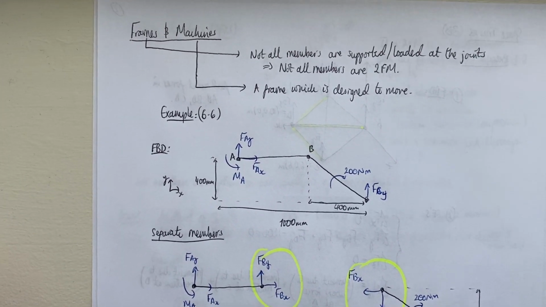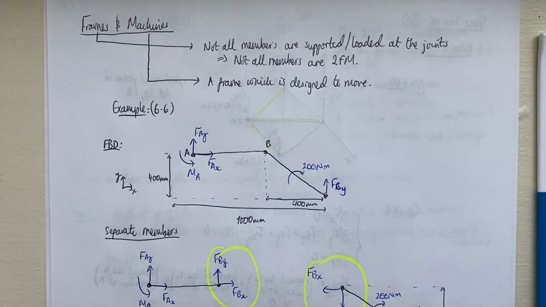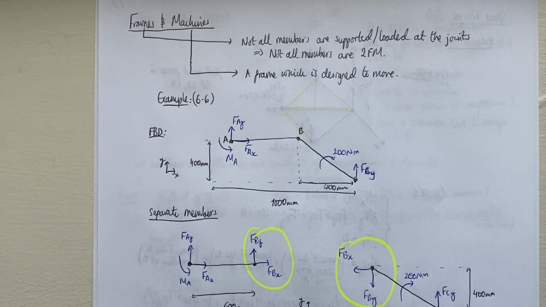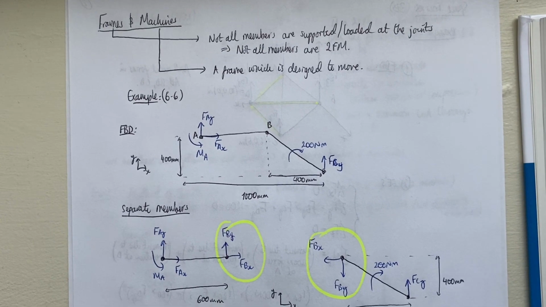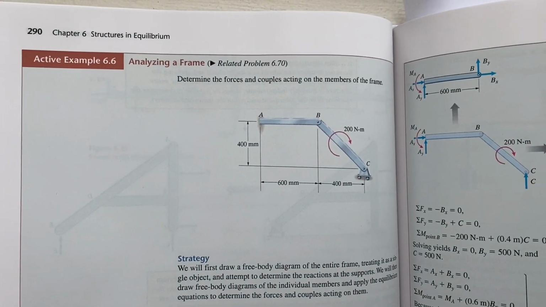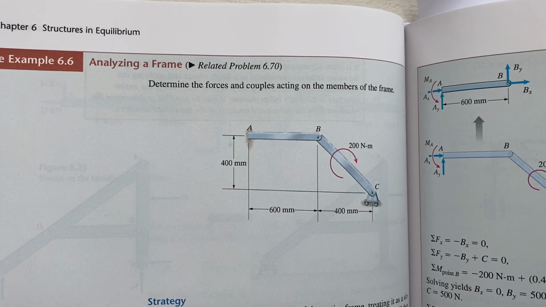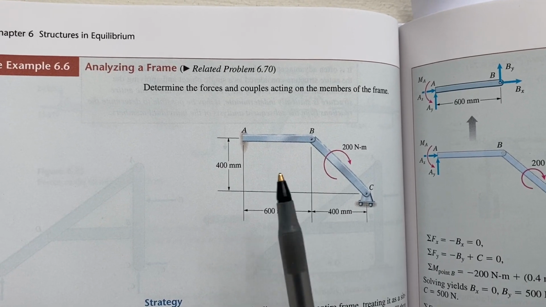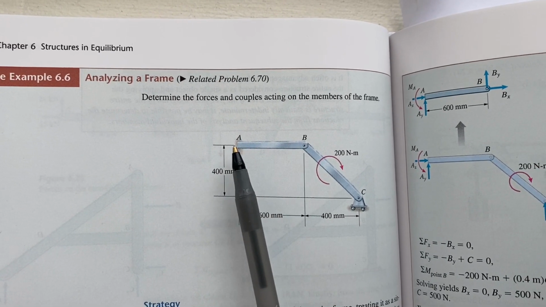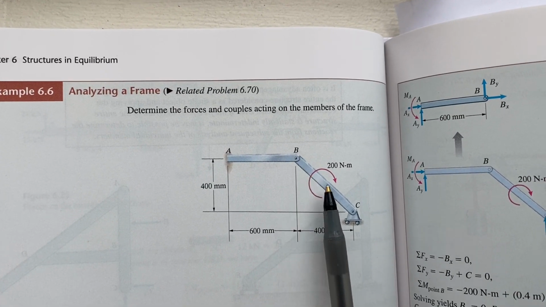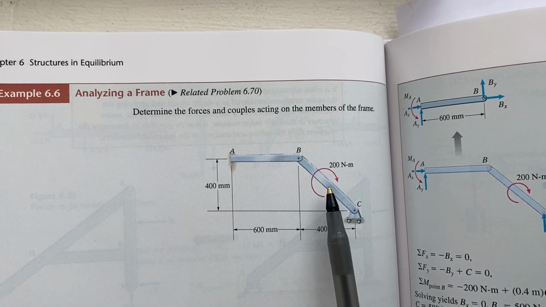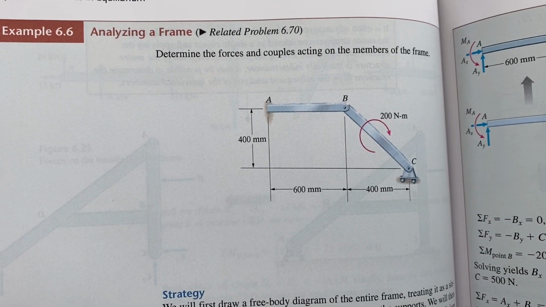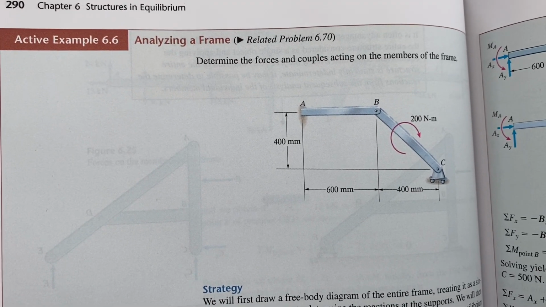So what we're going to do is have a quick look at example 6.6 from the textbook, which is on page 290. We're going to have a look at this question, which asks us to find the forces and couples acting on this frame. So we have a fixed support at A, we have one member going across here joined at B to this member, which is supported by a roller support. It's got this externally applied couple or moment on the member BC. So that's what tells us that it's a frame.